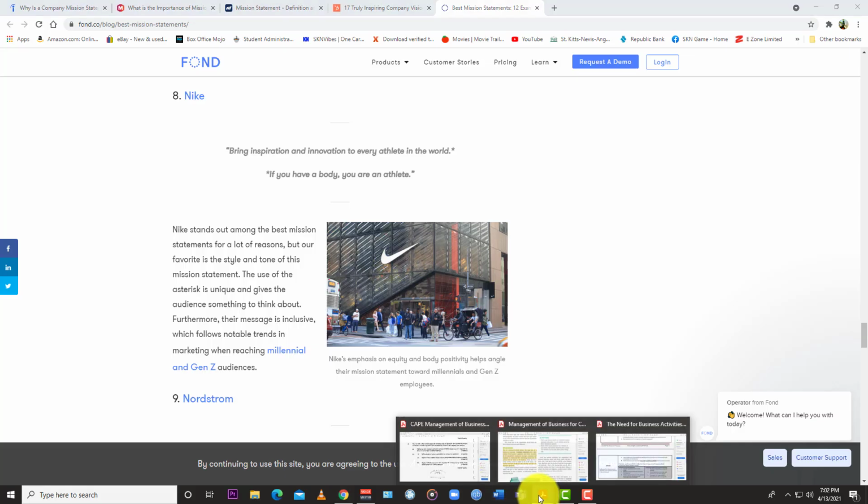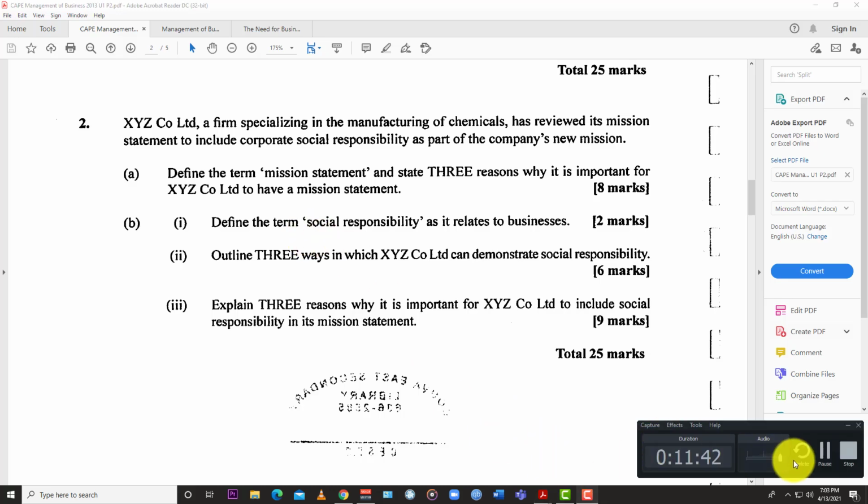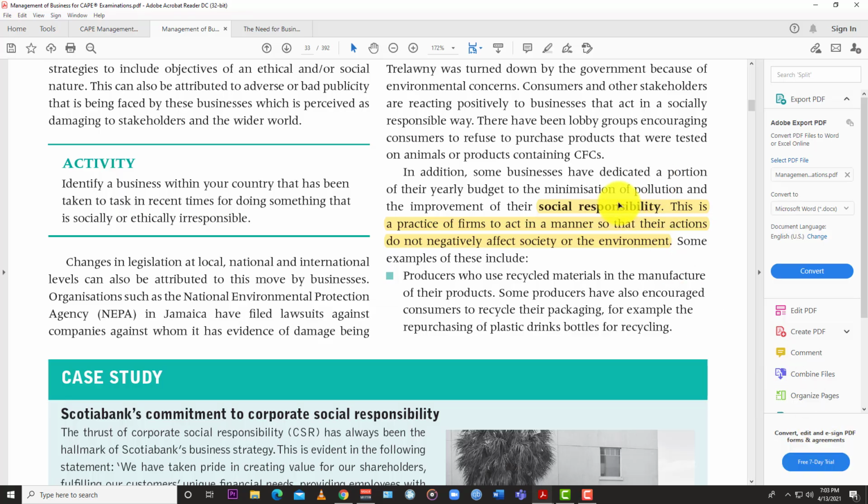All right, next question. I know this was a long-winded one, but we're moving on to the next question. Define the term social responsibility as it relates to businesses. Social responsibility. This is a practice of a firm to act in a manner so that their actions do not negatively affect society or the environment. So that's the definition right there.